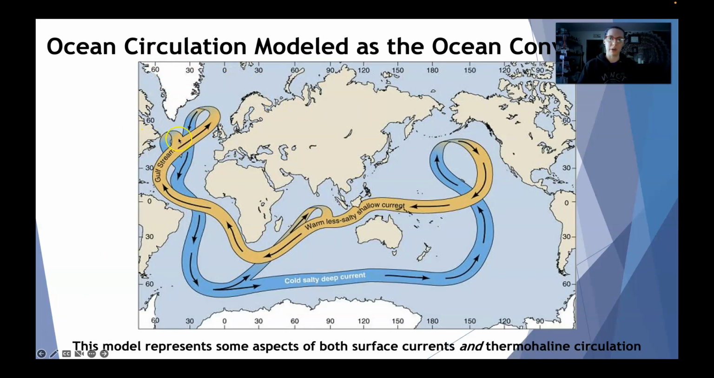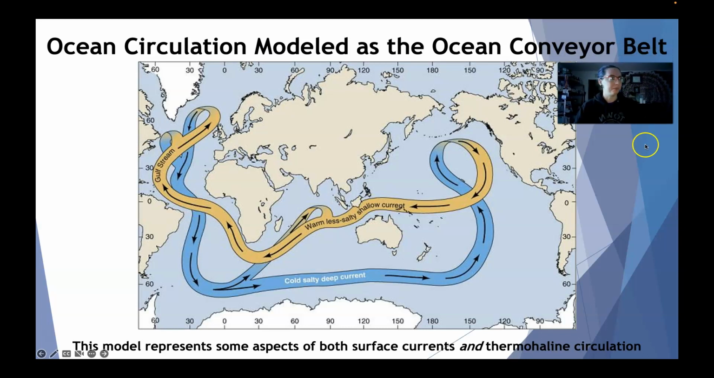So it'd be like up here by Greenland and Iceland, this is where this process begins. And it travels kind of down the mid-ocean ridge in a way, or the mid-Atlantic ridge, excuse me, and then this really cold, salty water just kind of very slowly moves along here. So this particular model is representing some aspects of both surface currents and the thermohaline circulation. So it's taking into account all of these things. And we'll talk about surface currents later on.